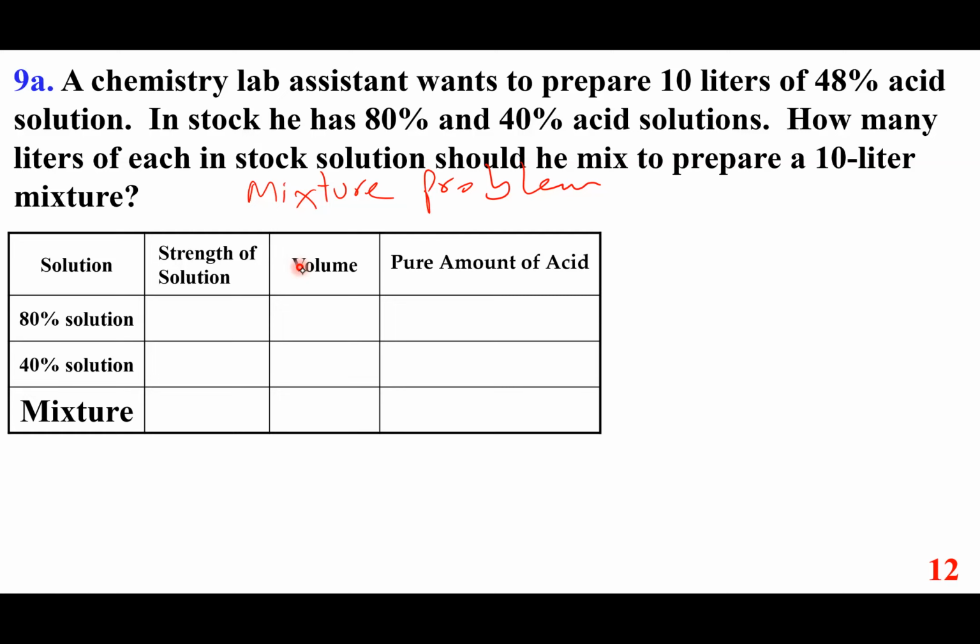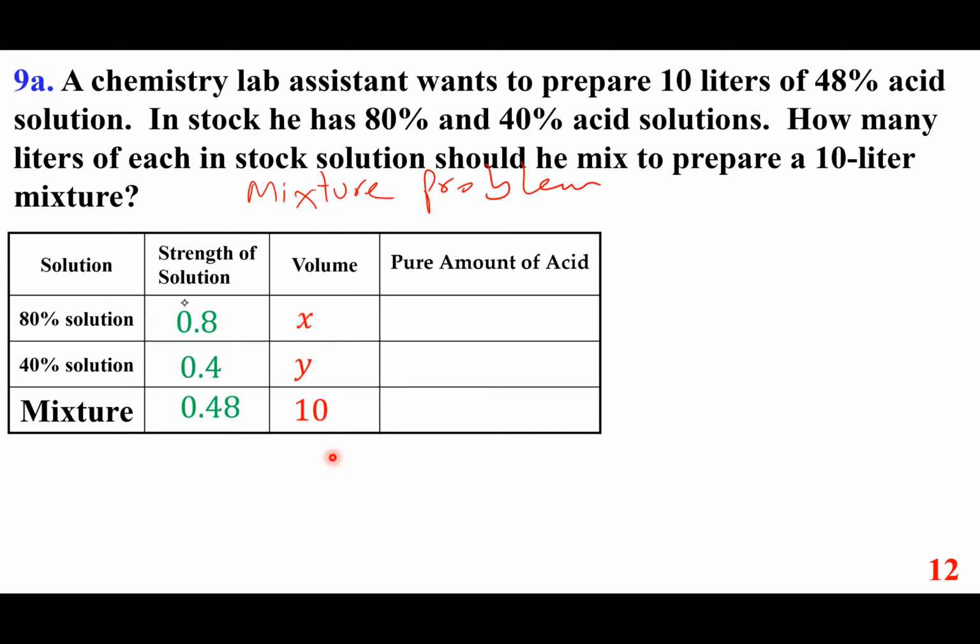80% means 0.8, 40% means 0.4, and the mixture is 48% or 0.48. Now we have 10 liters of that. So the volume is 10 liters here. How much of each do we have? We don't know. How about X amount for the first one, Y amount for the second one? And first and foremost, this is an equation, X plus Y is 10.